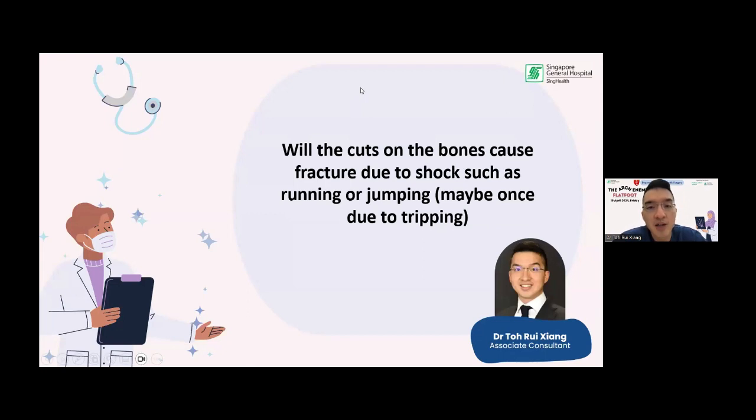So our aim is to get you back to your normal activities. So after an adequate period of recovery, we're more than happy for you to go back to full activities and sports, no problems.